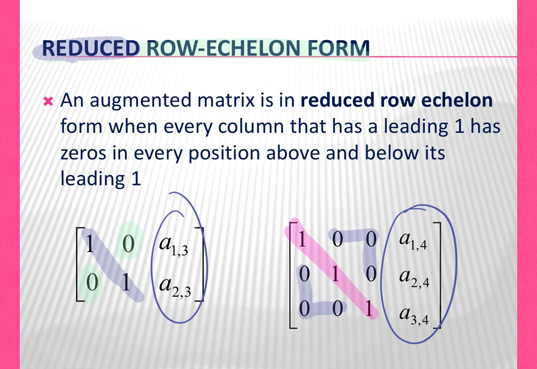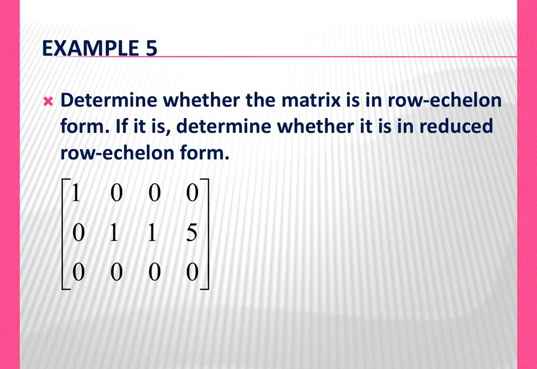All right, so example 5 says determine whether the matrix is in row echelon form. If it is, determine if it's in reduced row echelon form. So do I have a diagonal of 1s? Almost. The bottom is what? 0, but what was the rule on the all 0 row? It has to be at the bottom, so that's fine. It is at the bottom. So now look at the rest of that diagonal. Do you have a diagonal of 1s? Yes. Are there zeros below it? Yes, that means row echelon. Are there zeros also above it?